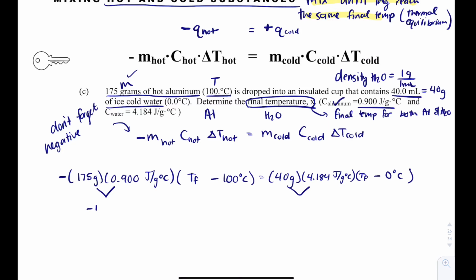I get negative 157.5 X minus 100 equals 40 times 4.184, 167.36. And then TF minus 0, that will be the same thing as X.